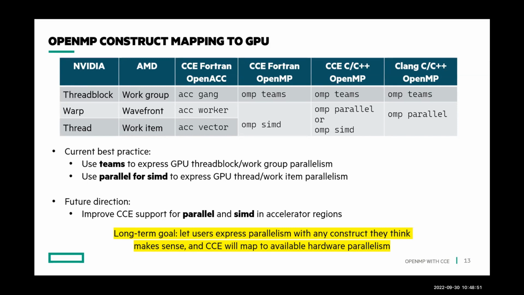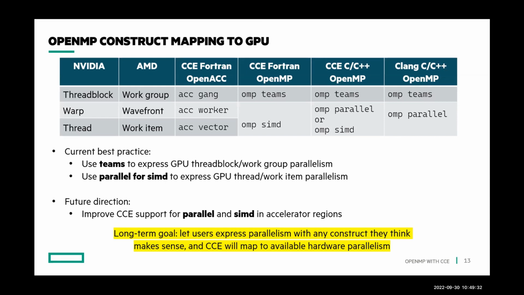So teams will do what you would expect. It will map to thread blocks or work groups. For threads within a thread block, the way to control that within our Fortran implementation is to use the SIMD directive. A lot of the features that are in parallel, when we were initially designing this, we felt didn't map very well to the GPU, and so we'll default to running parallel with one thread, but we will use SIMD to take advantage of all the threads in the thread block where possible.